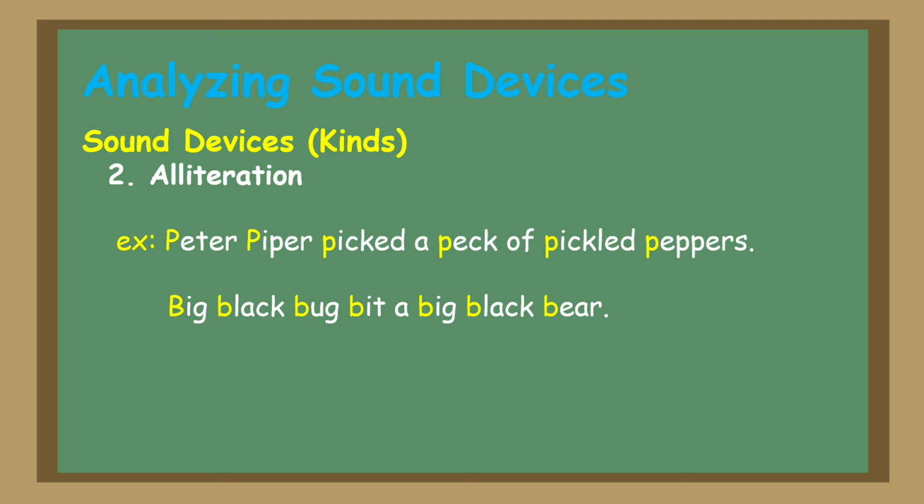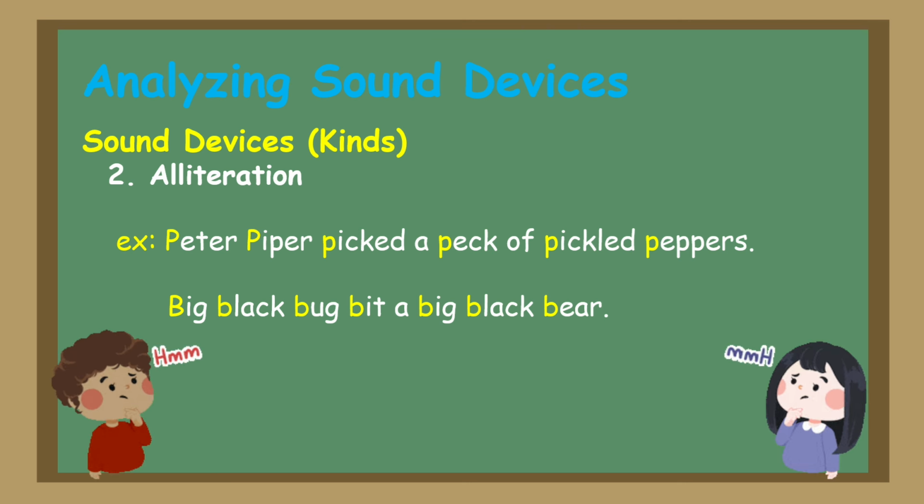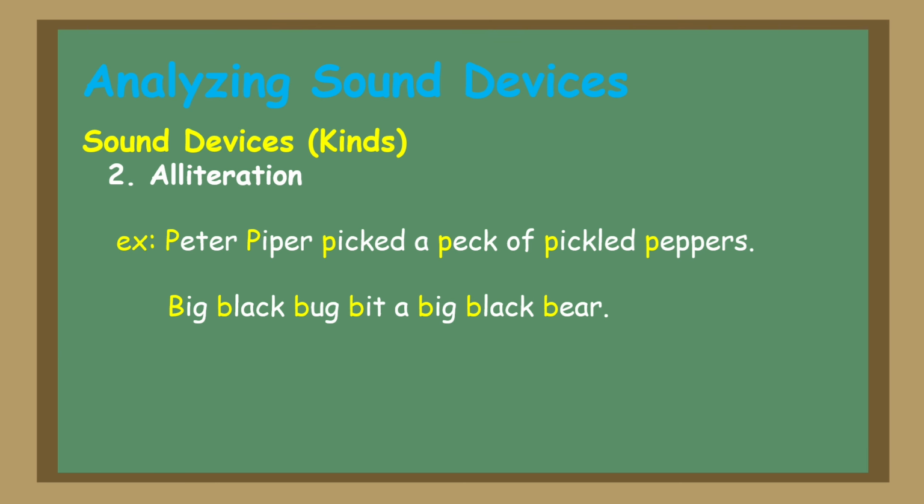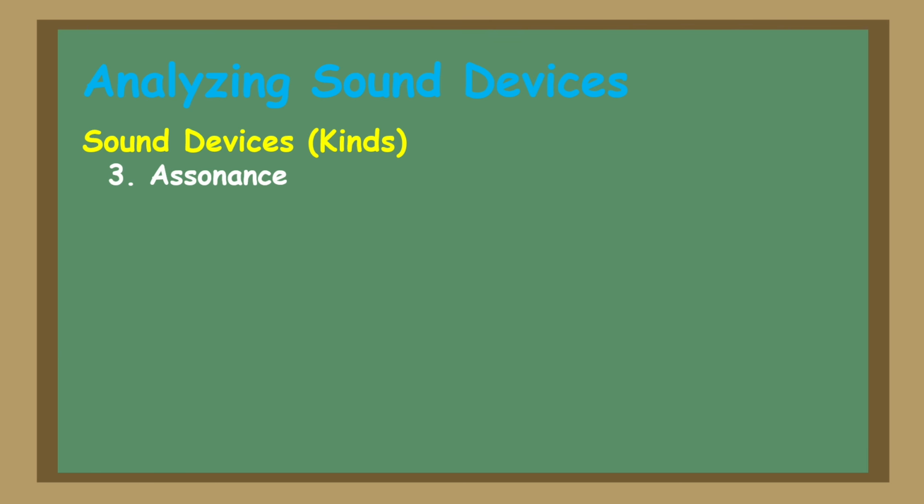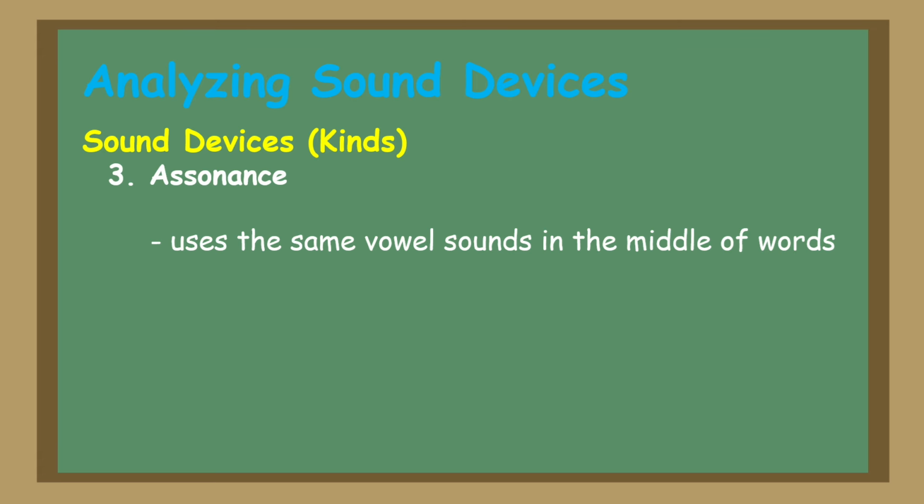Subukan nyo nga ulit na basahin yung first example natin. How about the second example? Can you read it one more time? Good. Remember, ha? Ang alliteration is kapag ang mga words ay nagsisimula sa parehong letter or sound. The third sound device is called assonance. It uses the same vowel sounds in the middle of words, o sa Tagalog, pareho ang tunog ng vowel o patinig sa gitna ng salita.